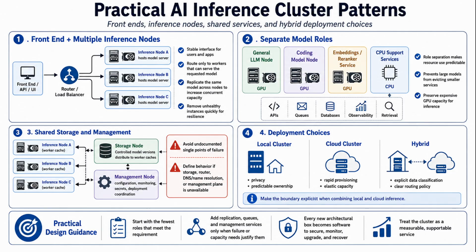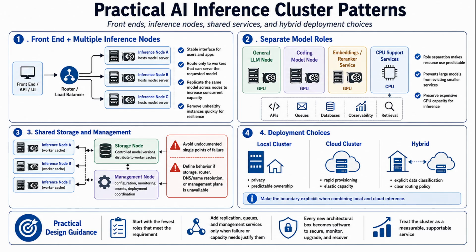Another pattern assigns separate model roles. One node may serve a general language model, another a coding model, and a smaller CPU or GPU service may generate embeddings or re-rank search results. Role separation makes resource use predictable and prevents a large model from evicting smaller services. CPU support nodes can host APIs, queues, databases, observability, and retrieval components, preserving expensive GPU capacity for inference.